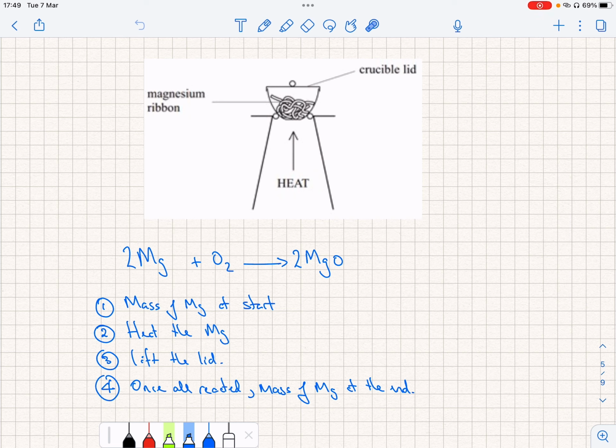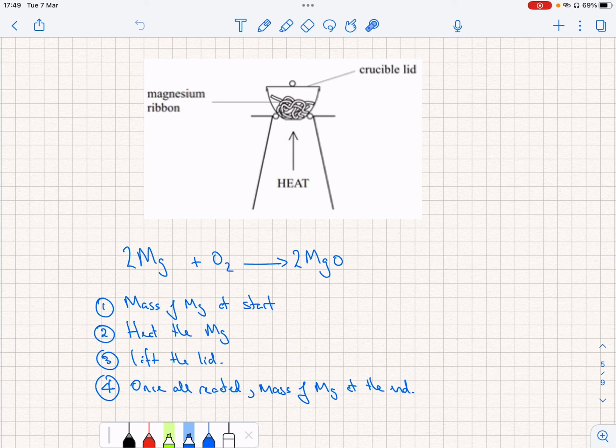The best way to do it would be to take the crucible, put it back onto your balance to find its mass, and then carry on heating it. If it's reacted fully, the mass will stay the same. The mass will no longer change. If the mass has changed, you carry on heating. And you keep heating it and keep checking the mass until the mass stays the same.